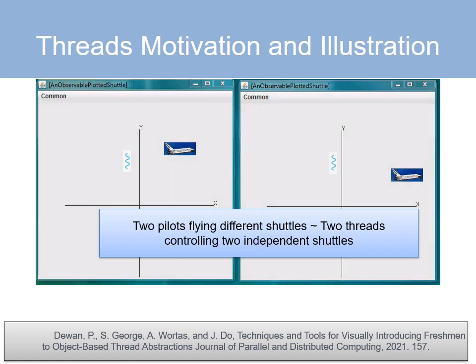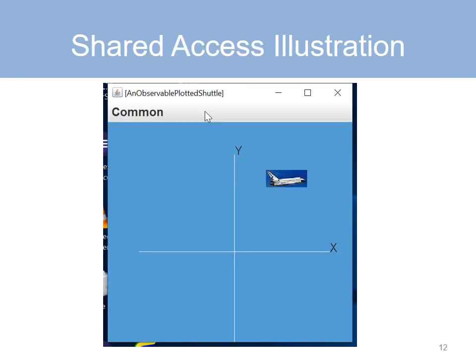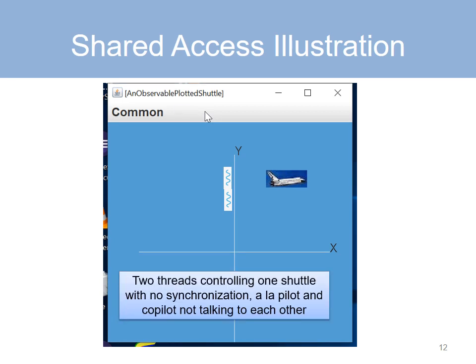And so here's one thread, here's the other thread, and that's what happened in the video. Things get more interesting when there's race conditions. Okay? In this case, you also have two threads, but they're both controlling the same shuttle. It's like a pilot and co-pilot not being aware of each other and flying the same plane. You can imagine what will happen when you have two independent animations controlling one shuttle simultaneously, and you'll see the shuttle oscillate. Okay? And let's see whether that happens or not.